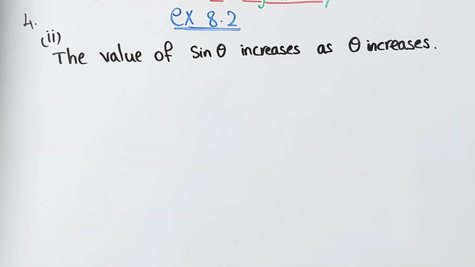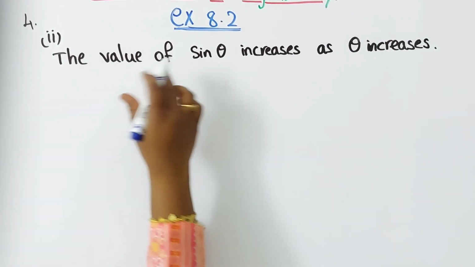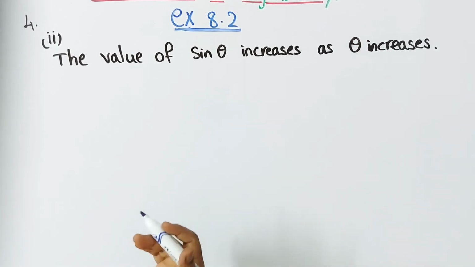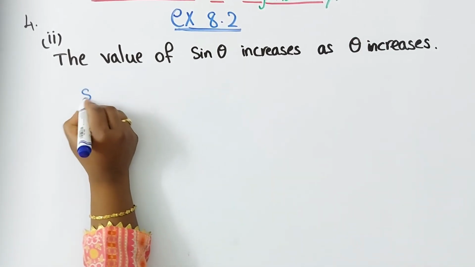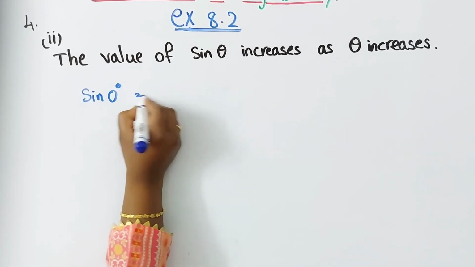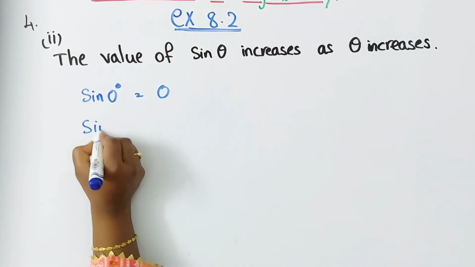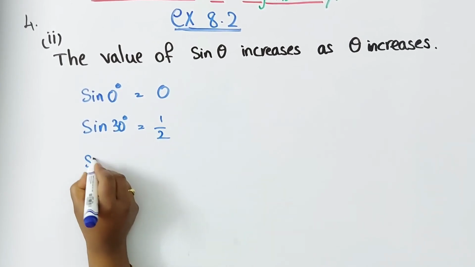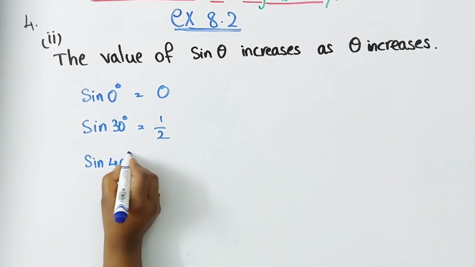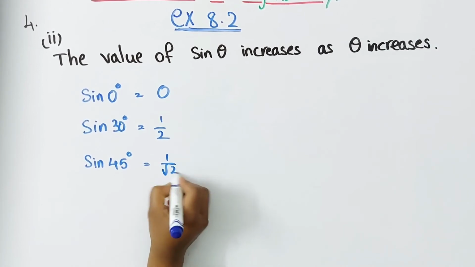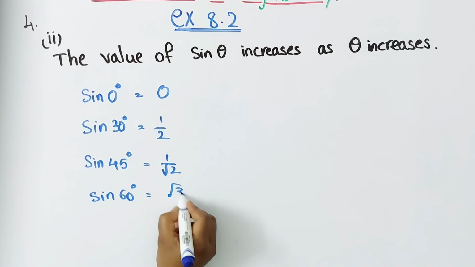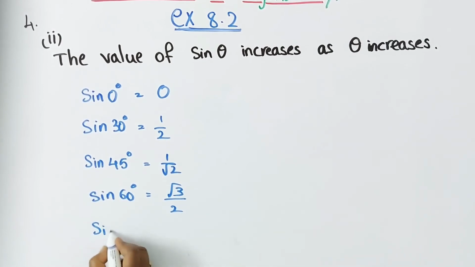Now see the second statement, children. The value of sine theta increases as theta increases. So we know the sine values. Let us write sine 0 equals 0, and sine 30 degrees is 1 by 2, and sine 45 degrees is 1 by root 2, children. Sine 60 degrees is root 3 by 2 and sine 90 degrees is 1.